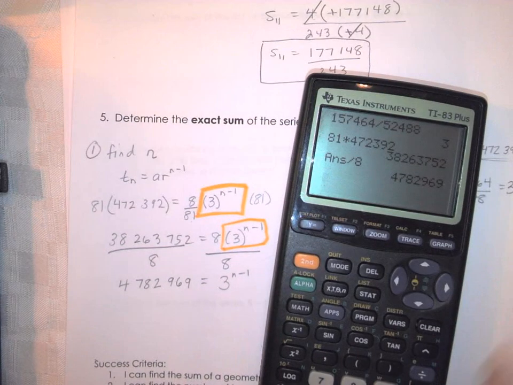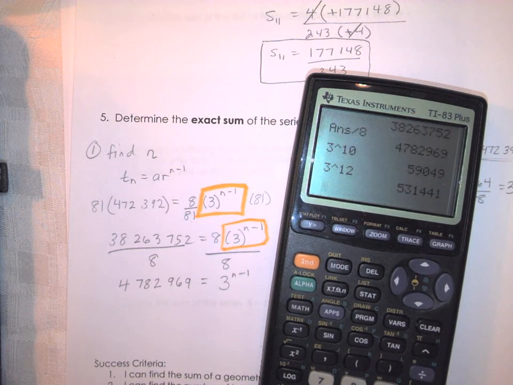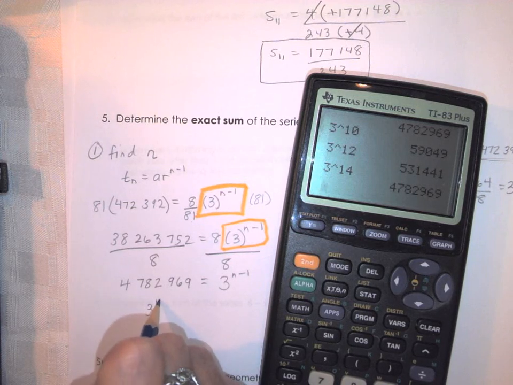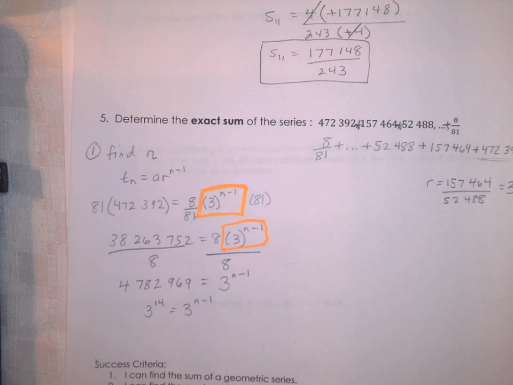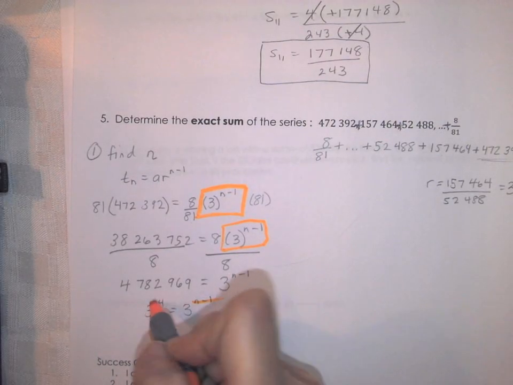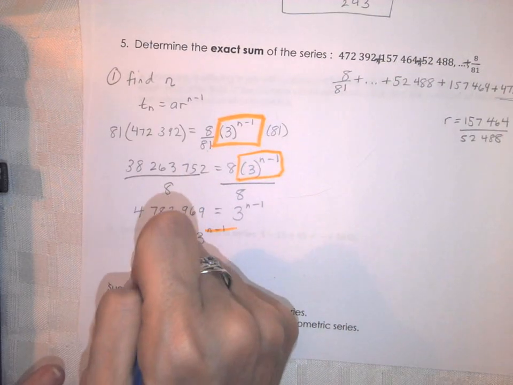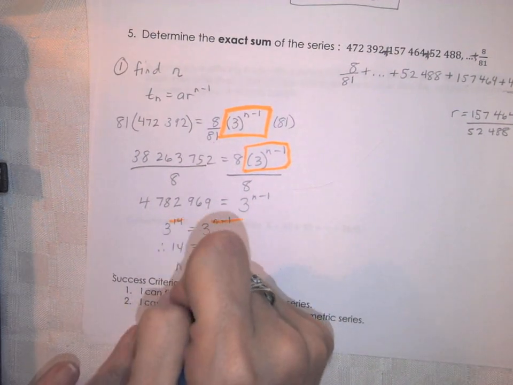So I'm going to try stuff. 3 to the 10th, bigger than that. 3 to the 12th, bigger than that. 3 to the 14th. There it is. They match. So this is 3 to the power of 14 equals 3 to the power of n minus 1. And now that I have the same basis, the exponents have to be equal. So therefore, 14 is equal to n minus 1. Add 1 to both sides, and we get n is 15.